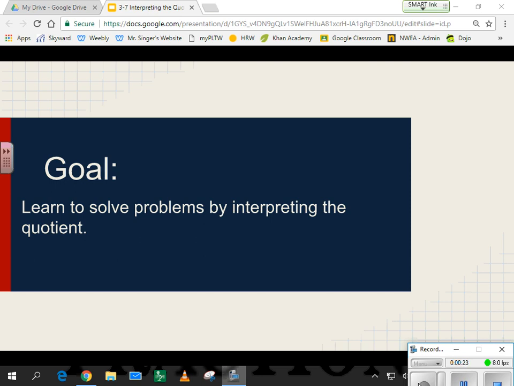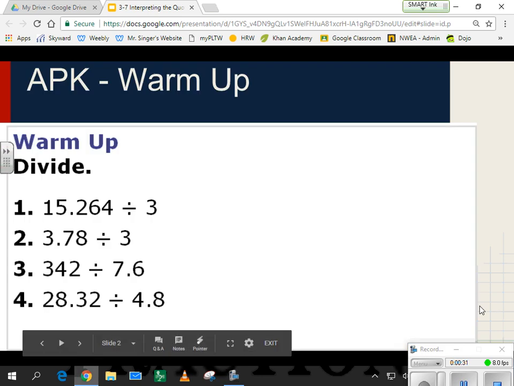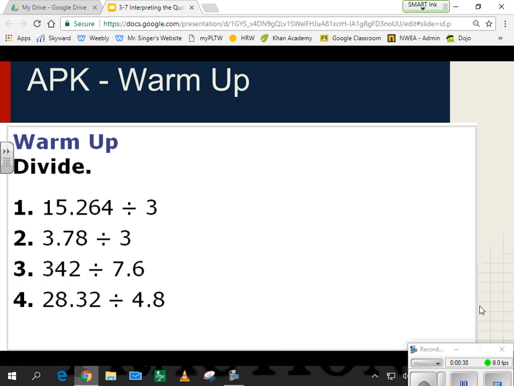So please write down today's goal along with today's date and page number before moving on. Here is your warm-up. I want you to go ahead and divide these problems. Do your best. Remember, if you see a decimal, you got to move it, and whatever movements you make on one, you got to make on both.